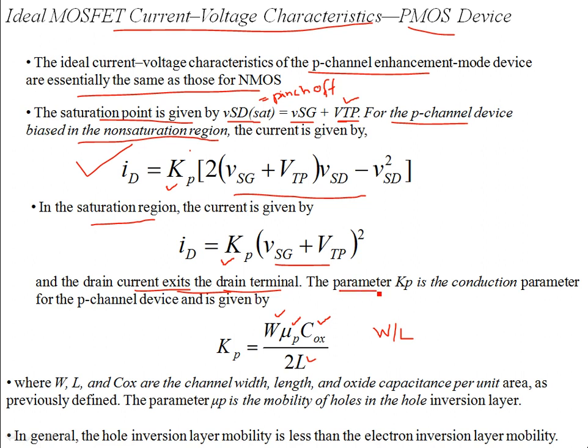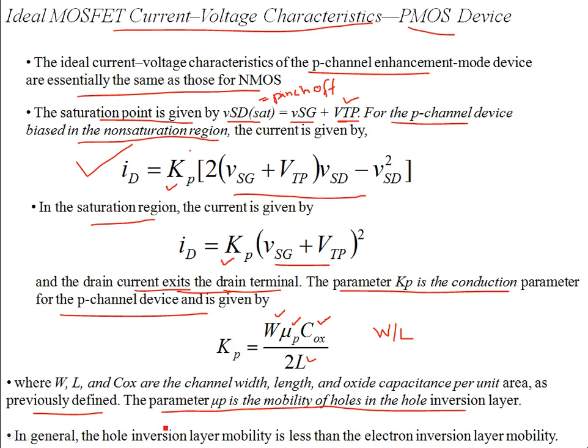The parameter Kp is the conduction parameter for the p-channel device, and it is given in terms of geometrical and electrical parameters of the device. So this affects the current in both the non-sat and saturation regions, where W, L, and Cox are the channel width, length, and oxide capacitance per unit area, as previously defined for NMOS. The parameter mu p is the mobility of holes in the hole inversion layer.